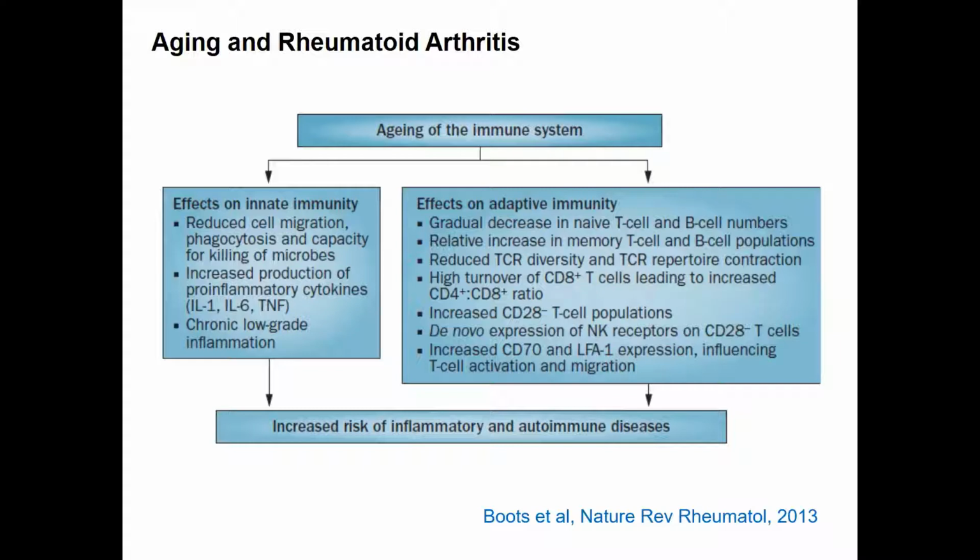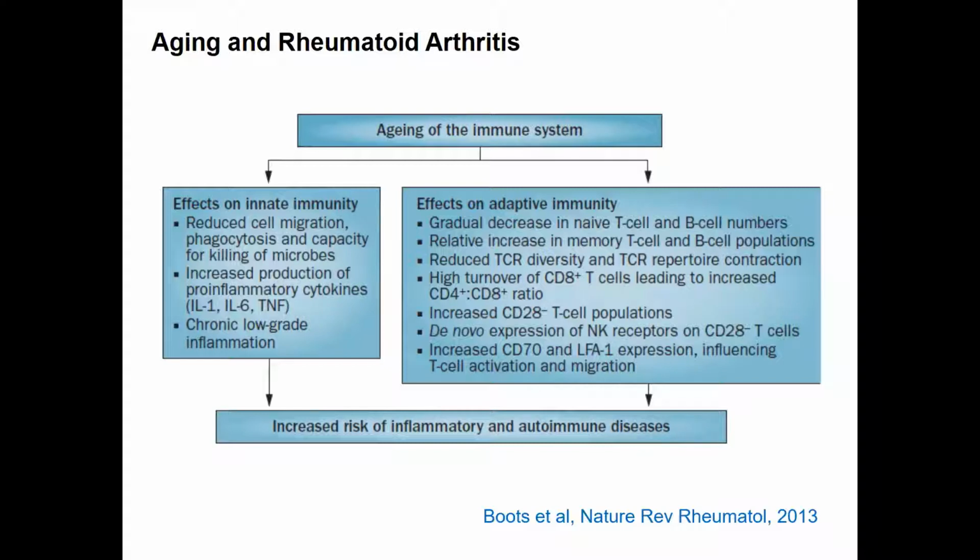And then there's this chronic low-grade inflammation that occurs with aging. Sometimes that's called inflammaging because it's been documented in a number of different observational studies, and it seems to be related to this elevation, particularly in IL-6.